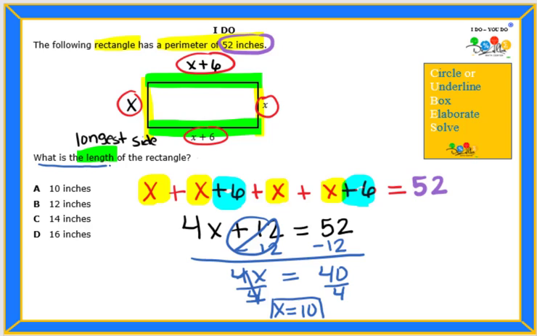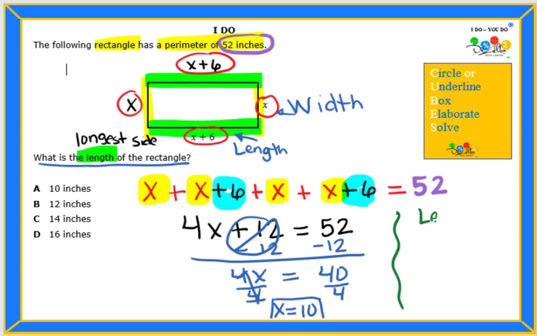What is the length of the rectangle? So this is the width. And this is the length. So we are not done. We have the width, 10. But we also have x, which is 10. So the length, let's look at the length. I'm going to make sure right here, we're looking for the length. And the length is x plus 6.